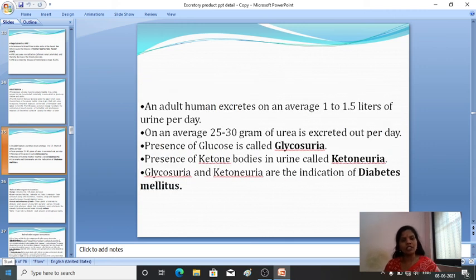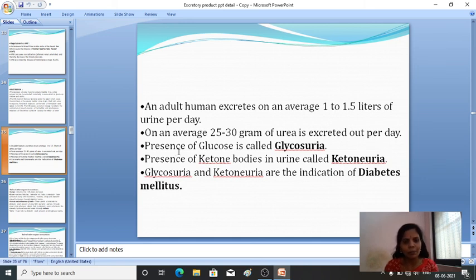Fine. So next, an adult human generally excretes on an average 1 to 1.5 liters of urine per day. Then on an average nearly 25 to 30 grams of urea are excreted per day.